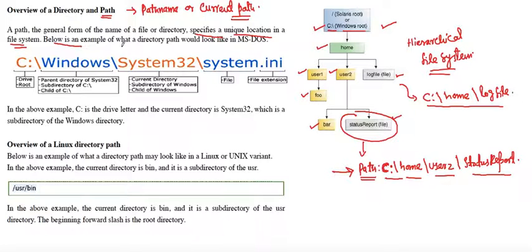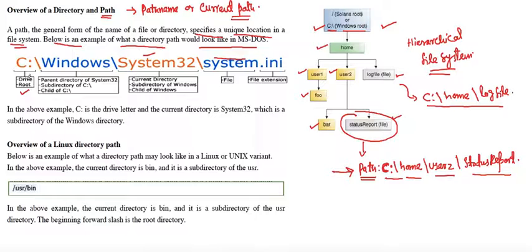Below is an example of what a directory path would look like in the MS-DOS operating system. For example, we have C. Under C we have a directory called Windows. Under Windows we have another subdirectory called system32. Under system32 we have a file system.ini. The root of the file system where this file is stored is C.